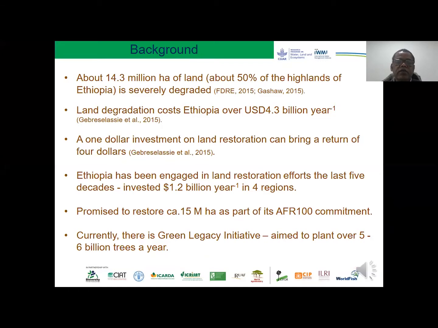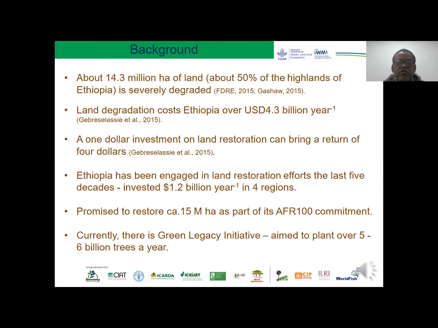However, restoration can reclaim this problem significantly, where evidence shows a $1 investment can bring a return of about $4, which is a good thing because it highlights that restoration can tackle some of the critical problems of land degradation. As a result, Ethiopia has invested a lot in land restoration over the last 50 years. And recently, over $1.2 billion has been invested in restoration of the major four regions.